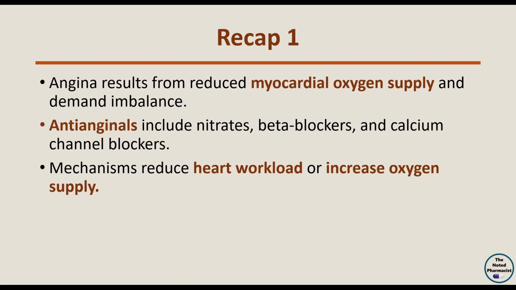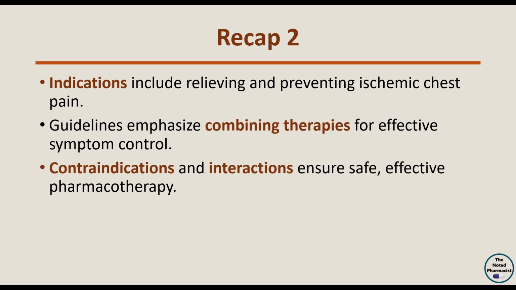Recap. Now that we've explored the topic of antianginals, let's take a moment to recap. We've covered how angina develops due to an imbalance in myocardial oxygen supply and demand. We also discussed the classification of antianginal drugs, including nitrates, beta blockers, and calcium channel blockers. Additionally, we explored their mechanisms of action, such as reducing heart workload or increasing oxygen supply to the myocardium. We highlighted the key indications for antianginal drugs in relieving and preventing ischemia. You've also learned about treatment guidelines and how therapies are combined for optimal management.